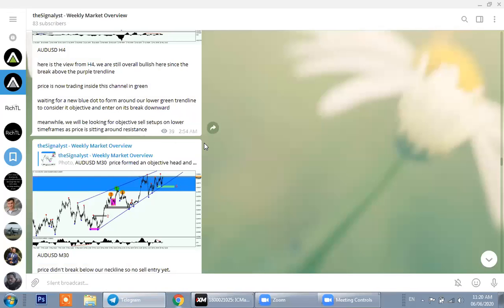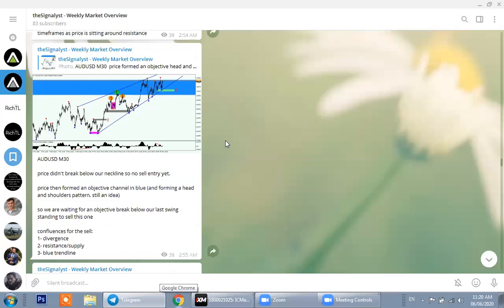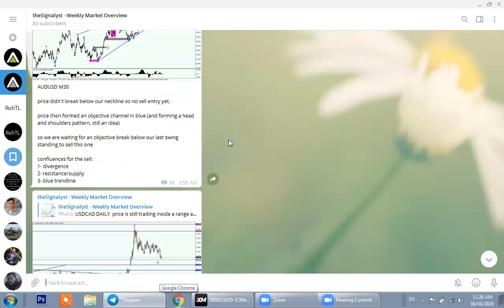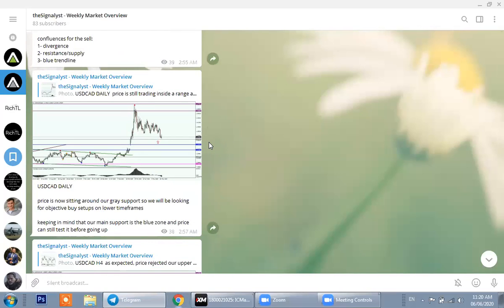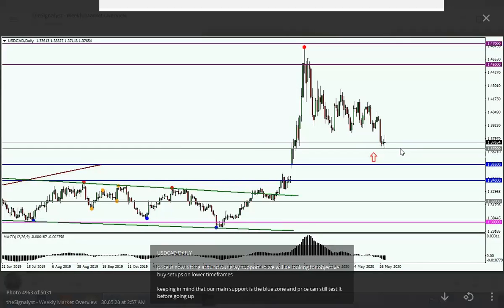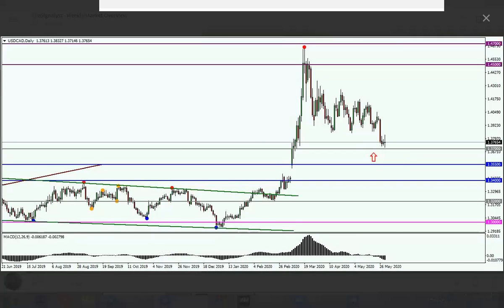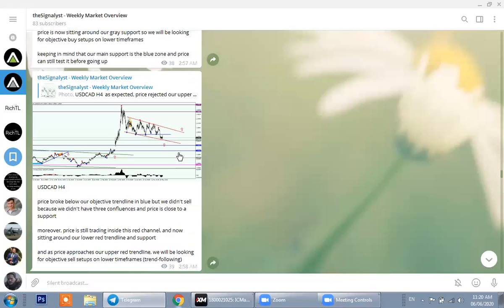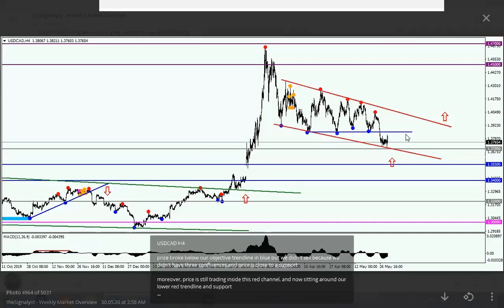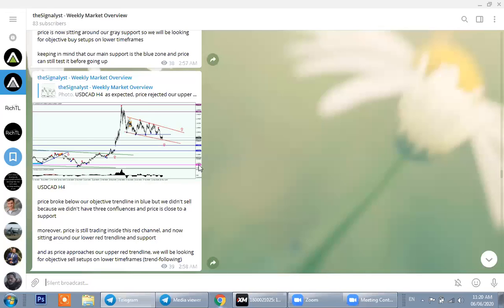Next, we have USD/CAD, which is highly negatively correlated with AUD/USD, as AUD and CAD are highly positively correlated. On USD/CAD, on the daily time frame, we were waiting for price to approach our lower support in gray. Then our next support would be the one in blue, to look for buy opportunities. From the H4 time frame, price broke below our lower blue trend line, so we were overall bearish, but we will be looking for objective buy setups around here.